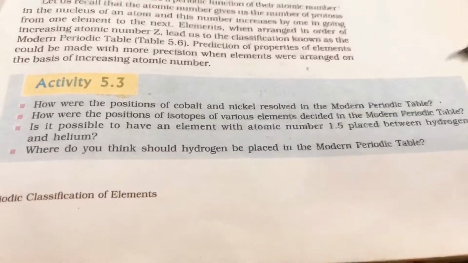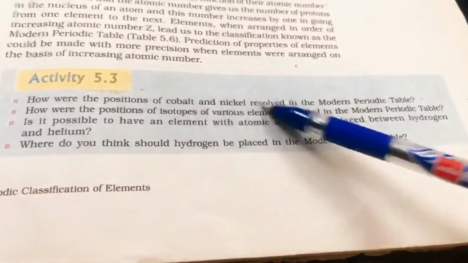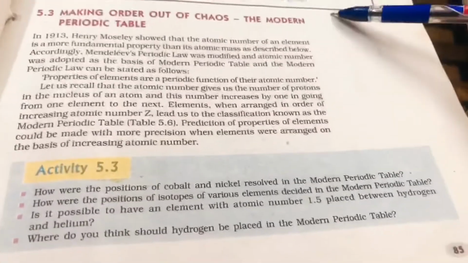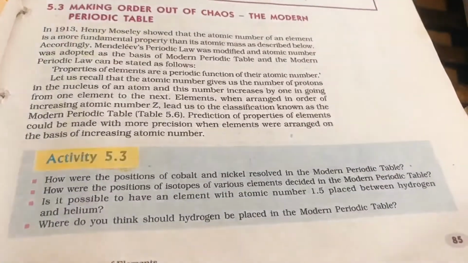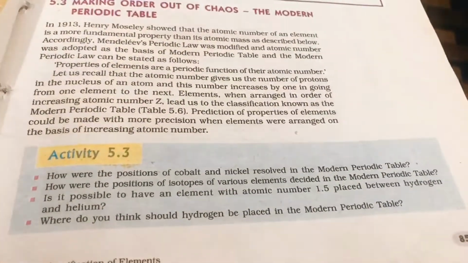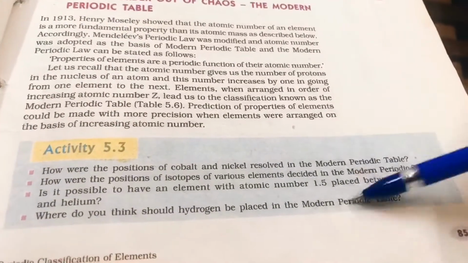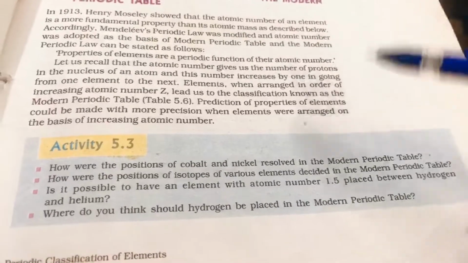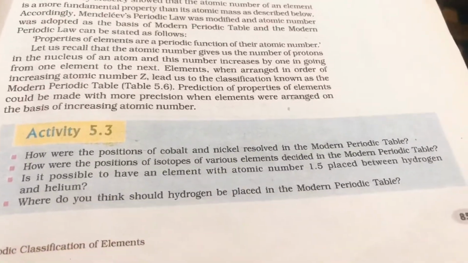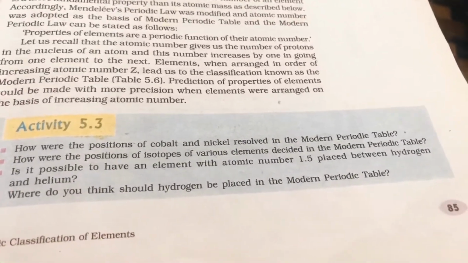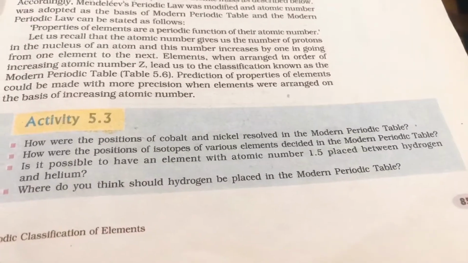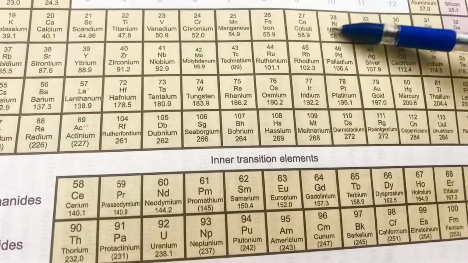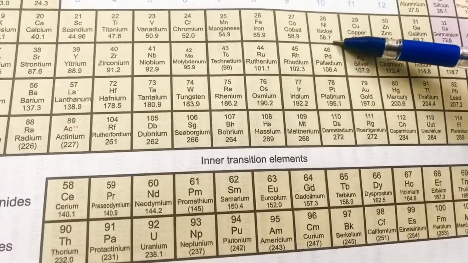Students, we will discuss this 5.3 activity of NCERT. For this you need to read this paragraph, 'Making Order out of Chaos: the Modern Periodic Table', because each and everything we must get clear about it. So today we will discuss how the position of cobalt and nickel was resolved in the modern periodic table. For that, let's see the periodic table first. See students, here is the place of cobalt and nickel.